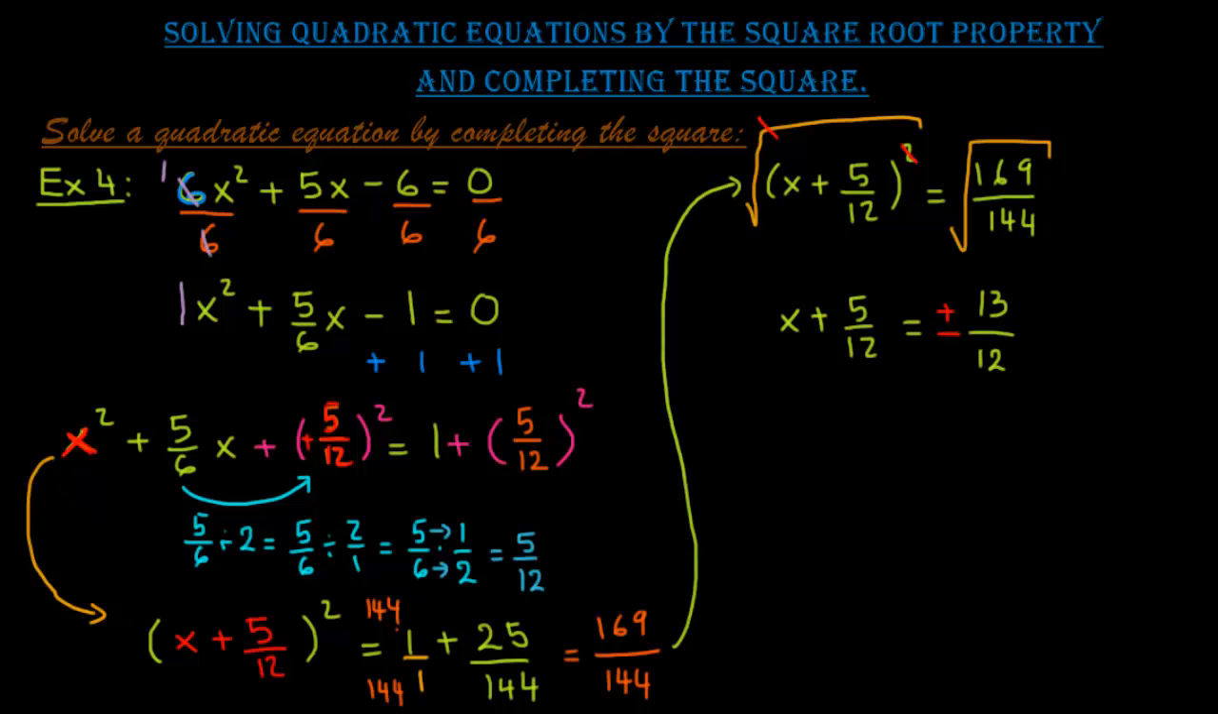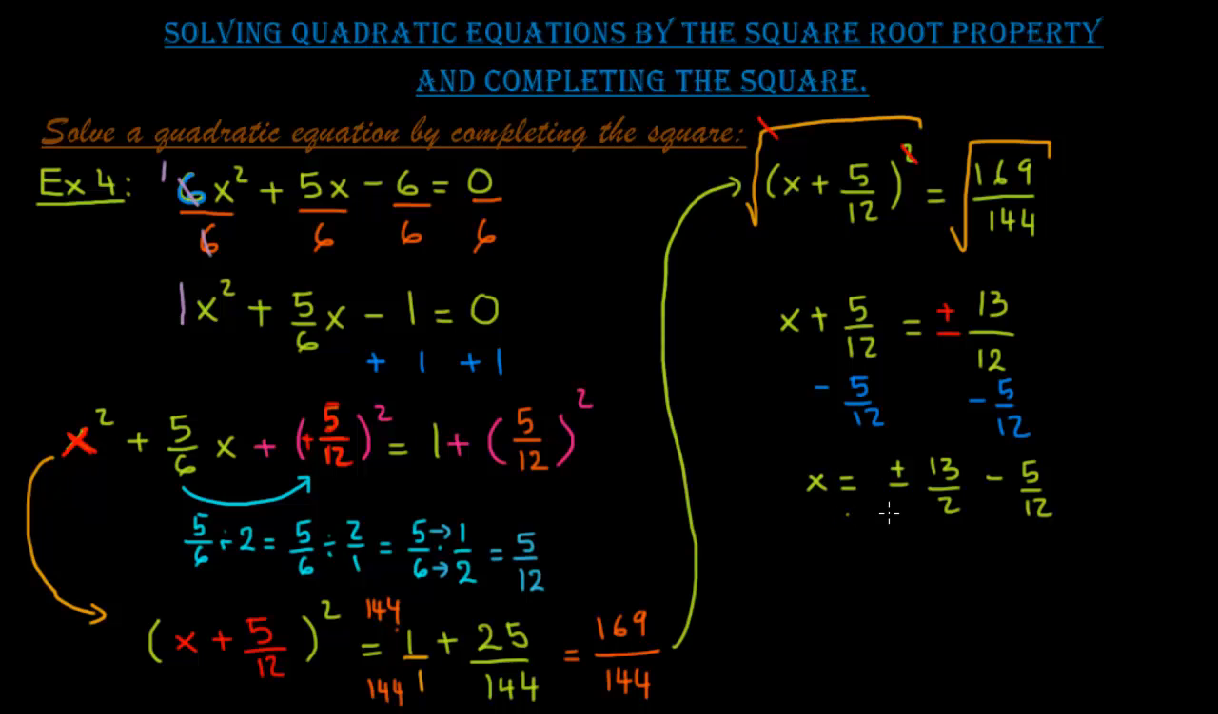So the next step is to isolate the x, so we subtract 5 over 12 on both sides. That gives me x equal to plus and minus 13 over 12 minus 5 over 12. So we have plus and minus, which will break down into two cases.